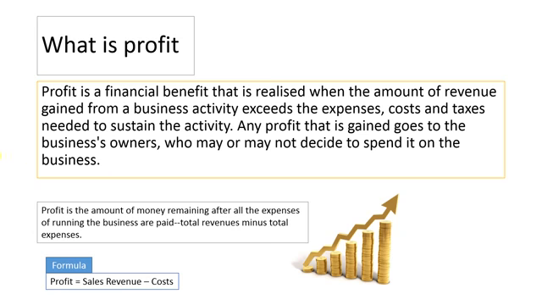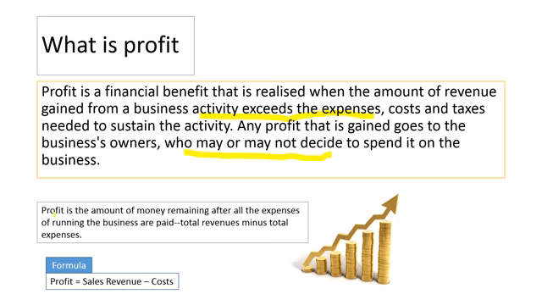So what is profit? Profit is a financial benefit that is realized when the amount of revenue gained from a business activity exceeds the expenses, so costs and tax, needed to sustain the activity. Any profit that is gained goes to the business's owners, who may or may not decide to spend it on the business, who may decide to just buy a new car for themselves or buy a new house. So it is totally up to the owners to see what they want to do.